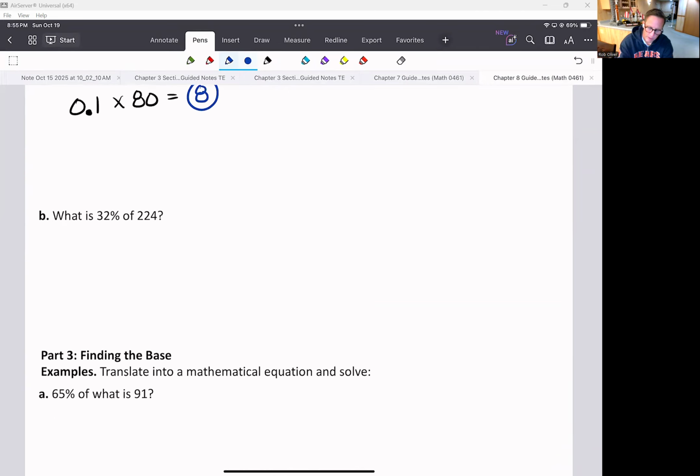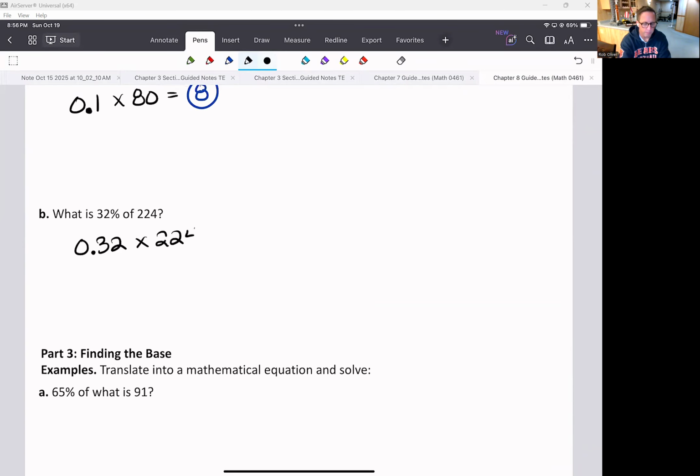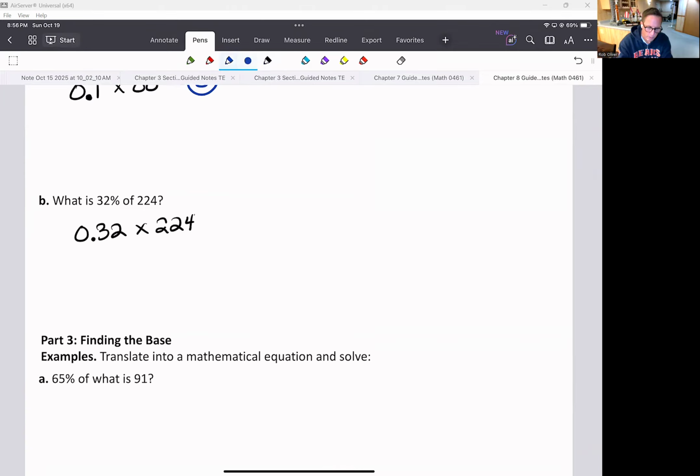All right, and then right here, this is going to be 32%, so I'm going to write 0.32 times 224. So 0.32 times 224, and I got 71.68.